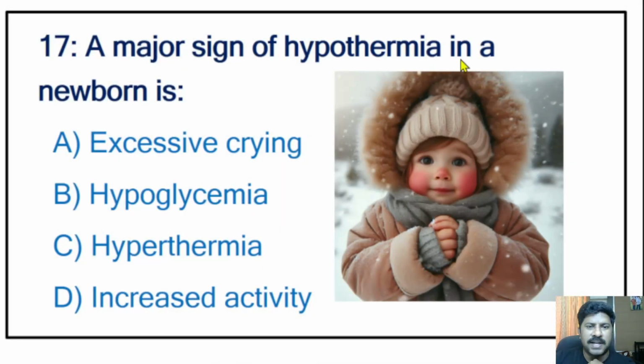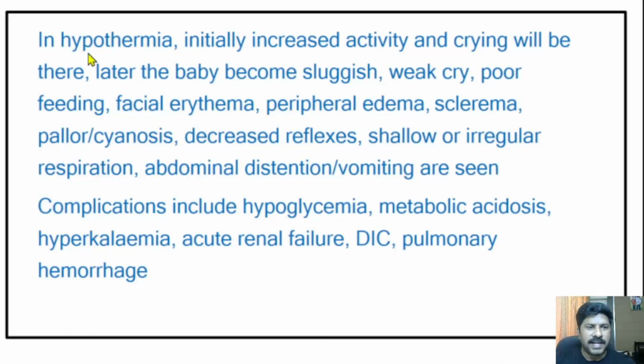17th question. A major sign of hypothermia in a newborn: excessive crying, hypoglycemia, hyperthermia, increased activity. The major sign of hypothermia in a newborn is hypoglycemia. And the important thing is, in the initial stage of hypothermia there will be excessive crying and increased activity, then followed by the activity and crying level being reduced. So that is important. Hypoglycemia is a major complication in hypothermia.